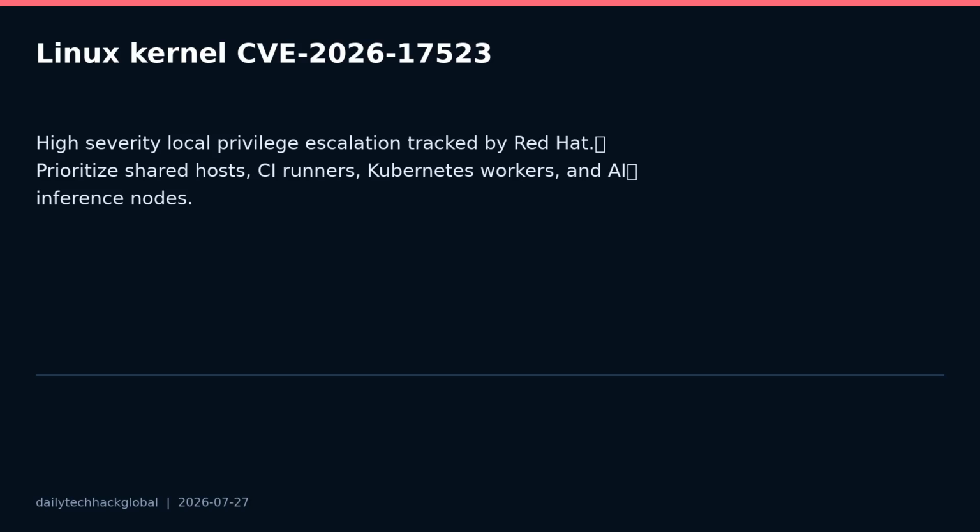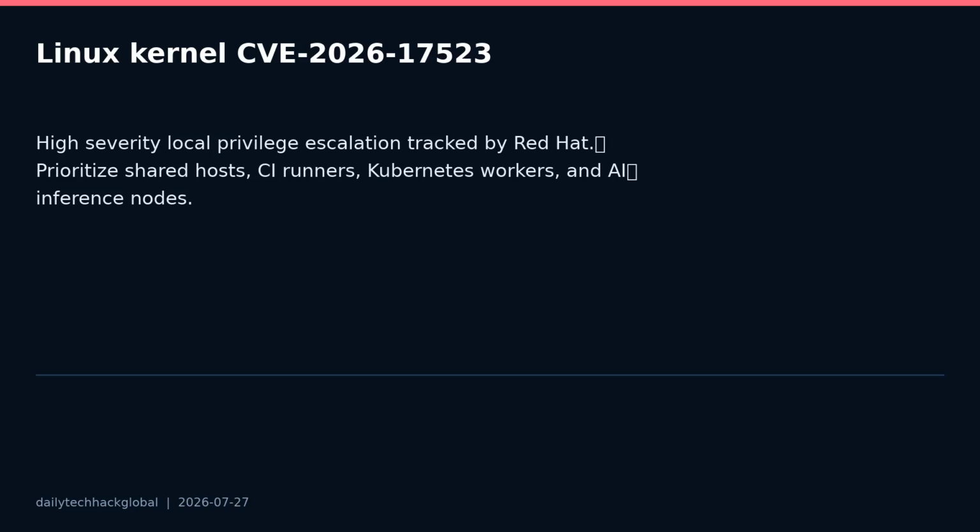Today's pattern is bigger than any single CVE. AI schema converters, edge routers, storage importers, and kernels are all trust boundaries. The safest teams inventory where those boundaries exist, limit what crosses them, and patch quickly when trusted sources publish fixes.